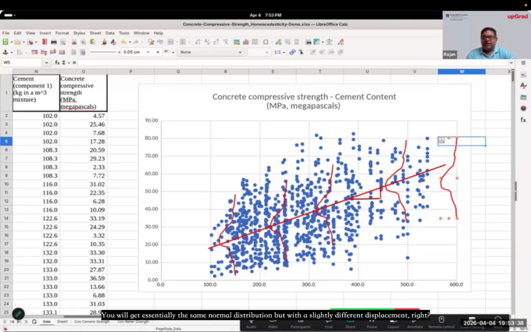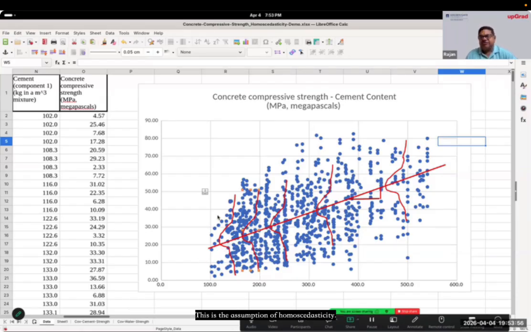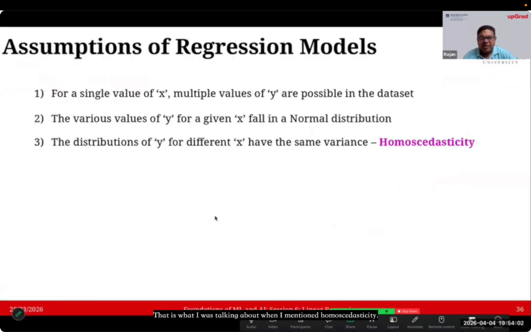They send out a questionnaire and ask them to fill it out with slightly different details, and then ask one final question. This is the assumption of homoscedasticity. That's what I was talking about when I mentioned homoscedasticity.